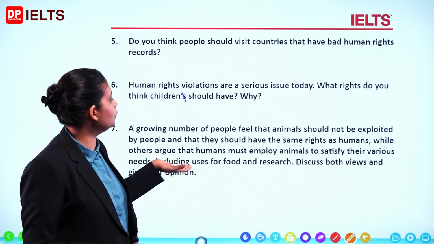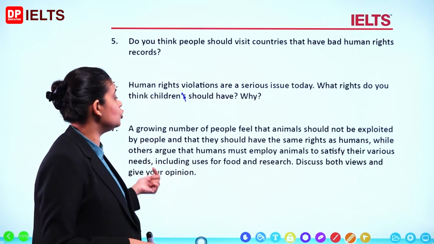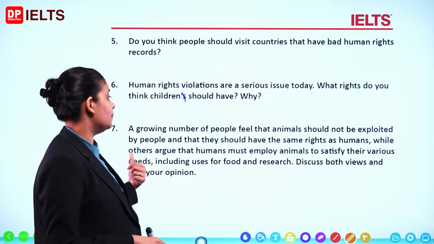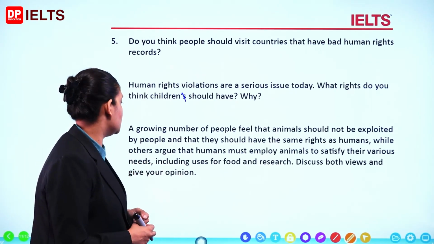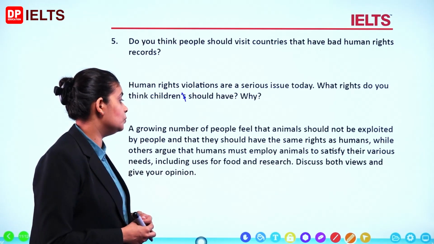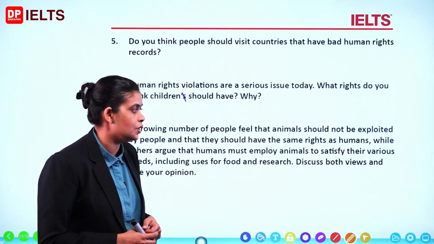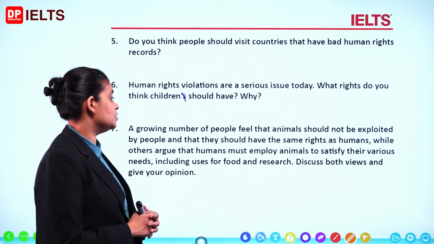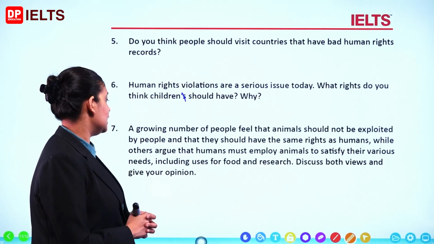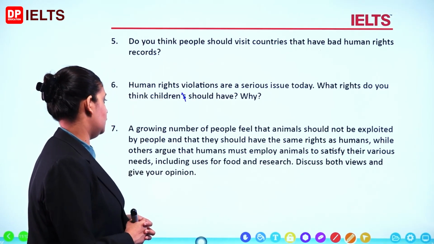A growing number of people feel that animals should not be exploited by people and they should have the same rights as humans, while others argue that humans must employ animals to satisfy their various needs, including uses for food and research. Discuss both views and give your opinion.